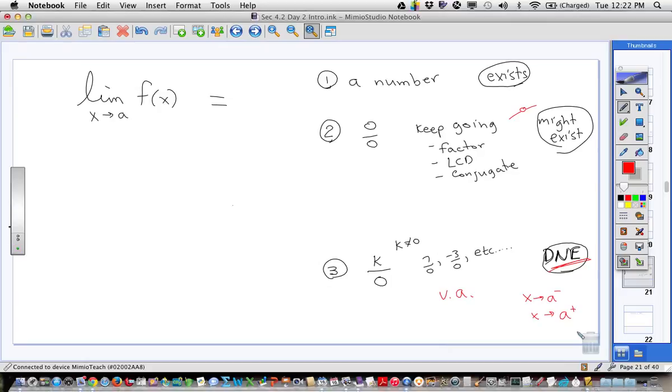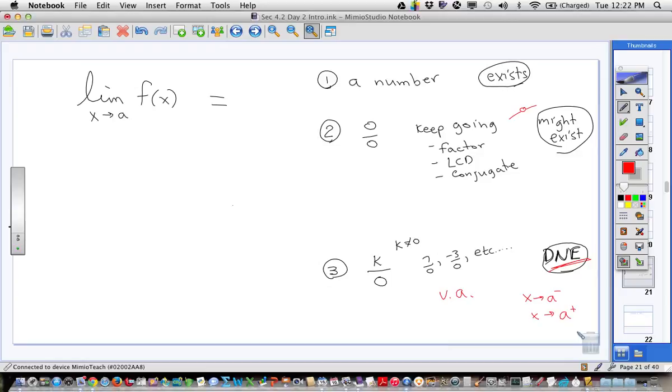Now, as I was walking around, I noticed on some of your papers you had "does not exist," and that was all you had for your answer, and I did look real carefully. The rule for us is going to be, if the limit does not exist, you have to say that, and you have to tell why. Show why. Well, one way of showing why is the limit from the left and the limit from the right.